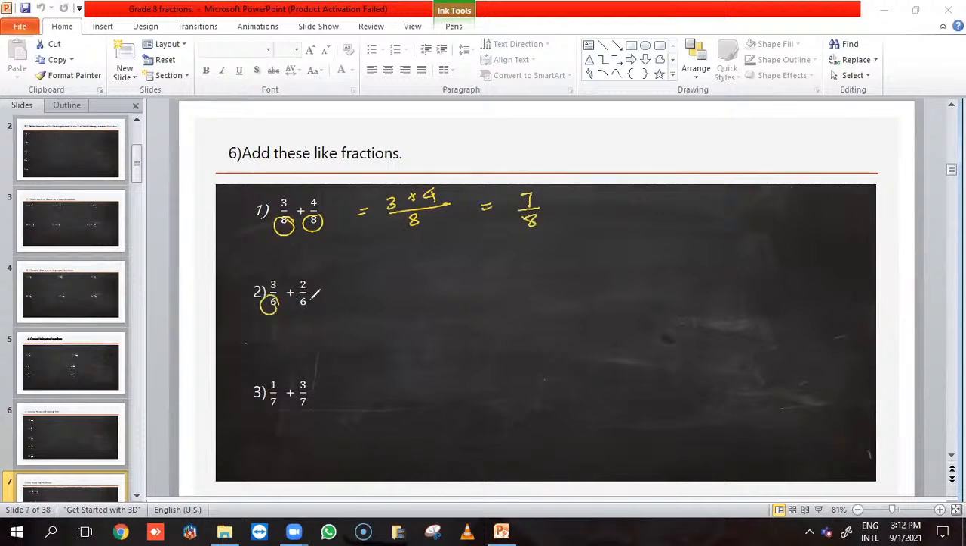Here also denominators are same. So 6, easy for us. Only the numerators we have to add. 3 plus 2, then 5 over 6. Now look at this one. This one's also denominators are same. 7. This is 1 plus 3. So what is the answer? 4 over 7. Right? 4 over 7 is the answer here.